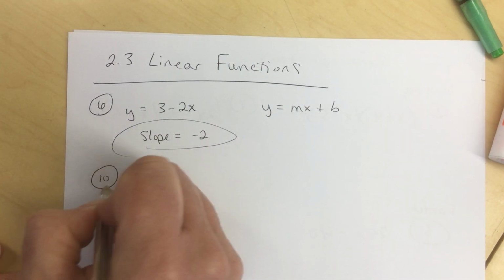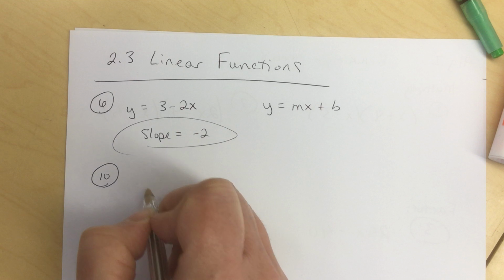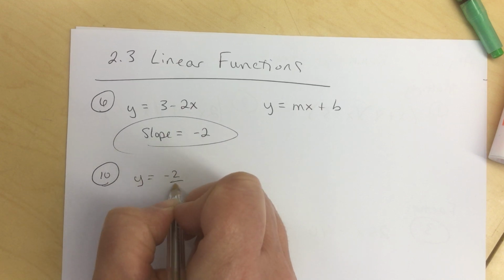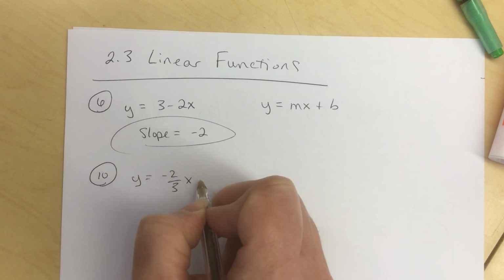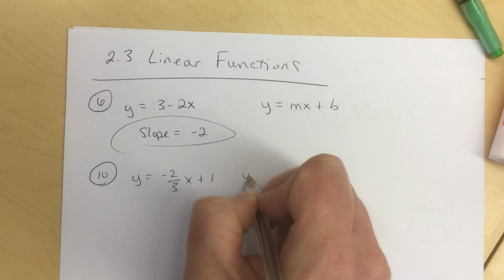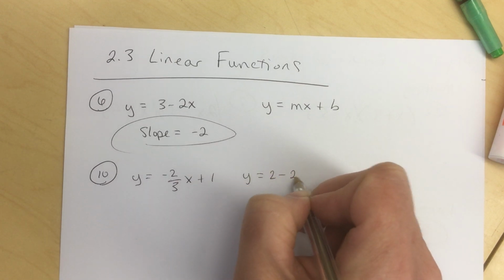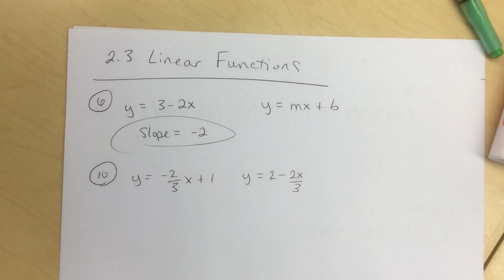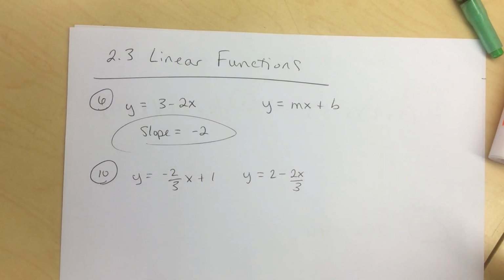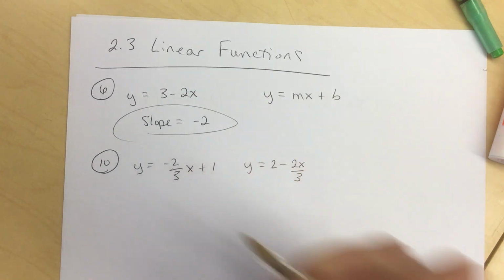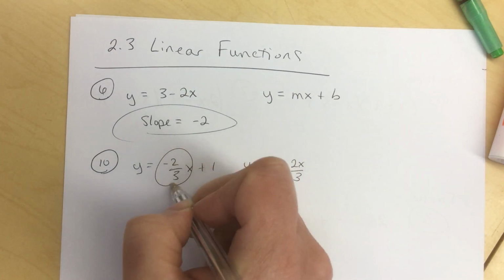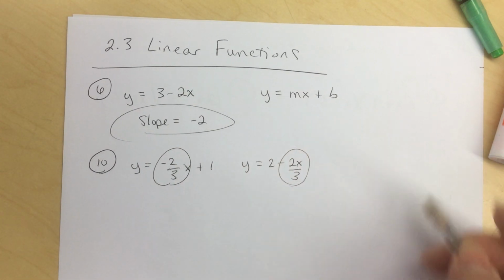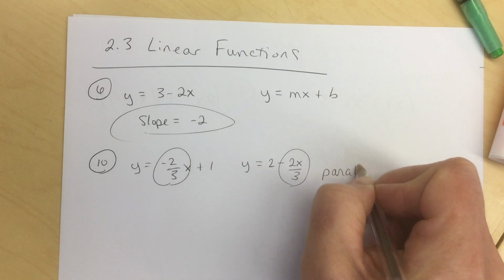Number 10 gives you the equations y equals -2/3 x plus 1 and y equals 2 minus 2x over 3. And we're supposed to tell whether they are parallel, perpendicular, or neither. Parallel. Exactly, because we have a -2/3 slope there, a -2/3 slope there, so they are parallel.